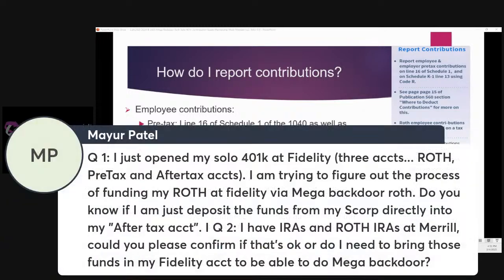Thank you so much. So the first question is whether you can just deposit the funds from the S Corp directly into the after-tax account. Answer is yes, because as we talked about, one can transfer from the personal or the business account. Either is acceptable from the solo 401k. The second step is then you move the money from the after-tax account to the Roth account. And that's where we sent those links.